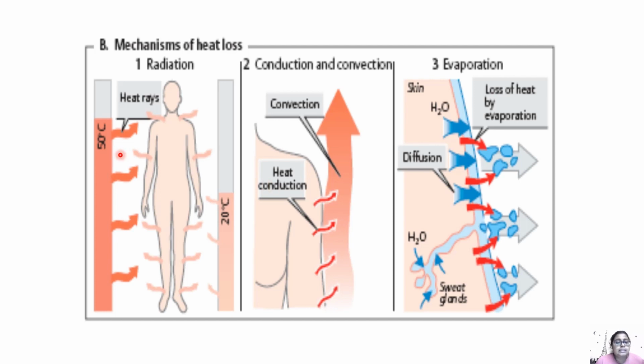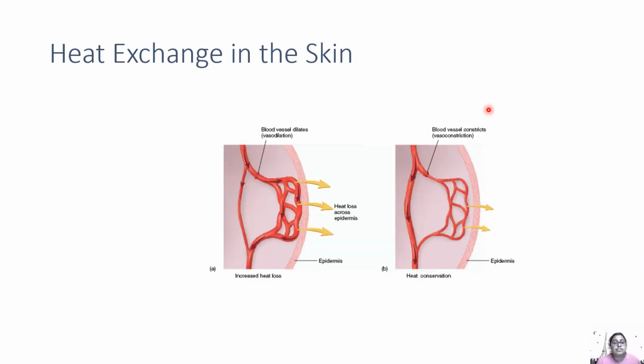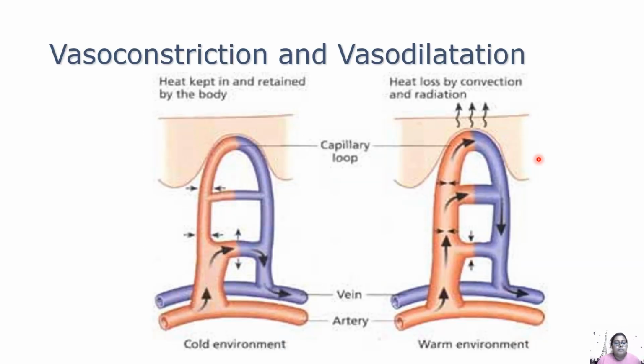So we can see these are the mechanisms of heat loss. I've also talked about radiation, convection, conduction and evaporation. Basically, sweat glands. Whenever there's a hot temperature, we tend to sweat a lot. We have talked about the role of the skin, the purpose of sweat, and the heat exchange via the skin. We have talked about vasoconstriction that happens in a cold environment and vasodilation that happens in a very hot environment.